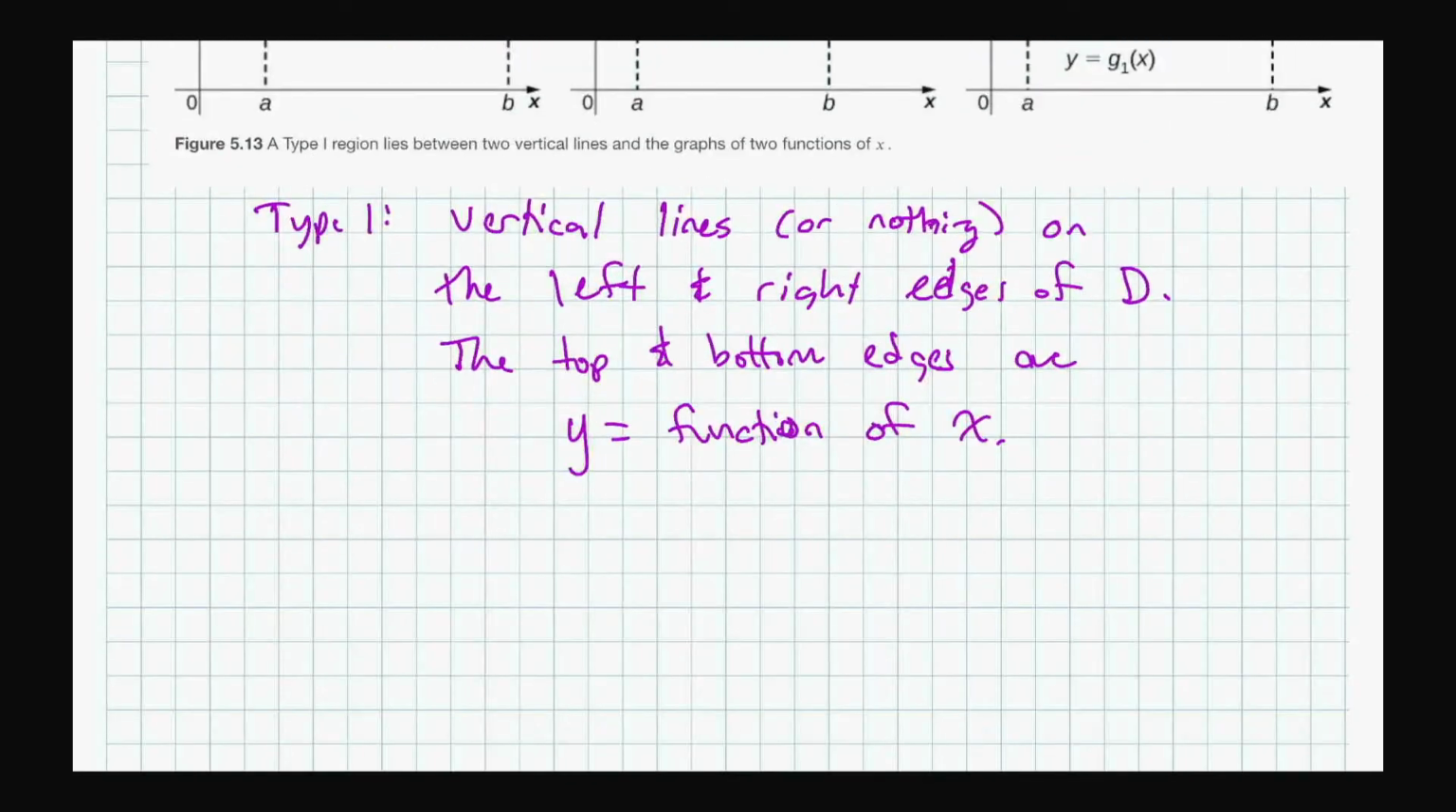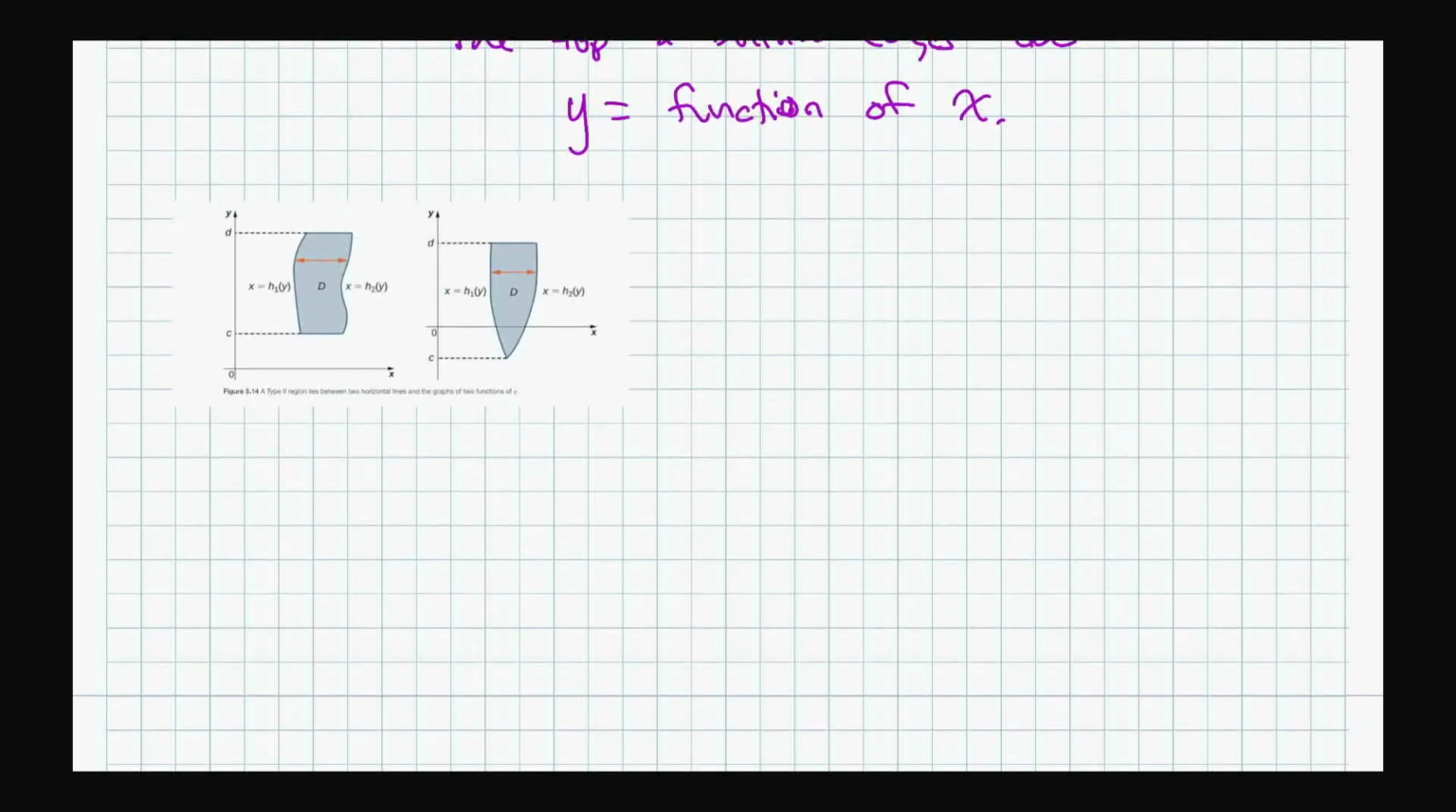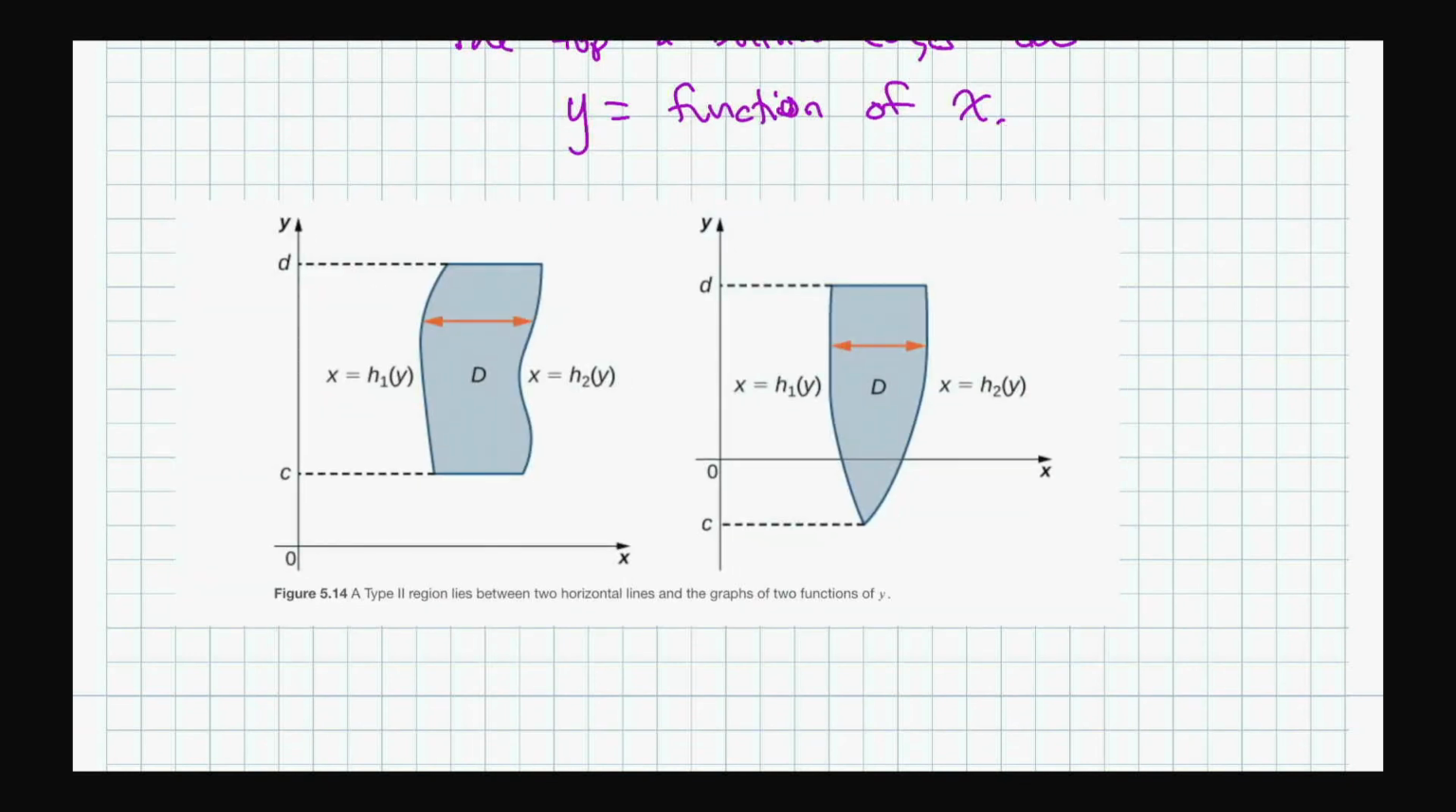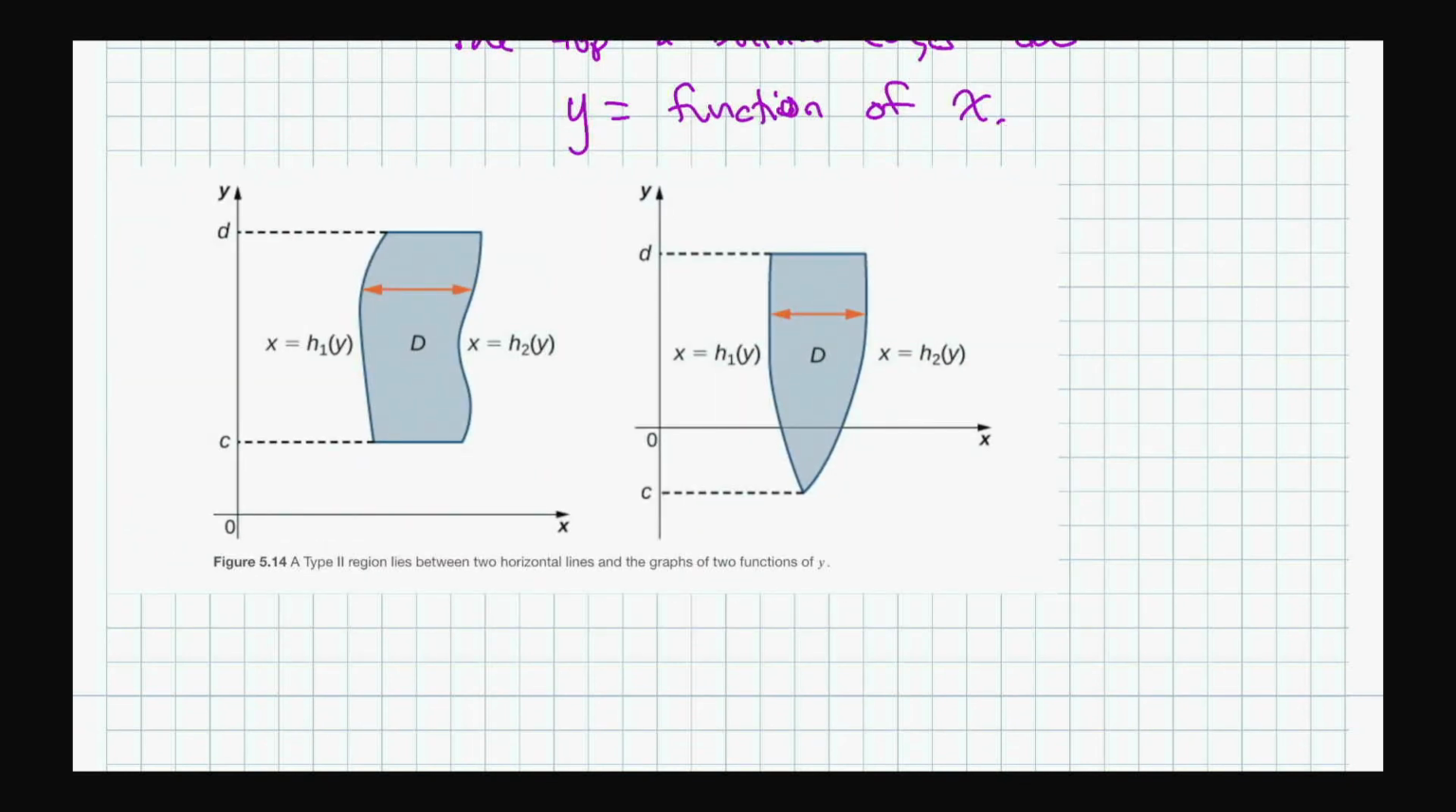Now, a type 2 region is just going to be kind of the same thing, but sideways. So this kind. Type 2 is going to be horizontal lines or nothing on top and bottom.